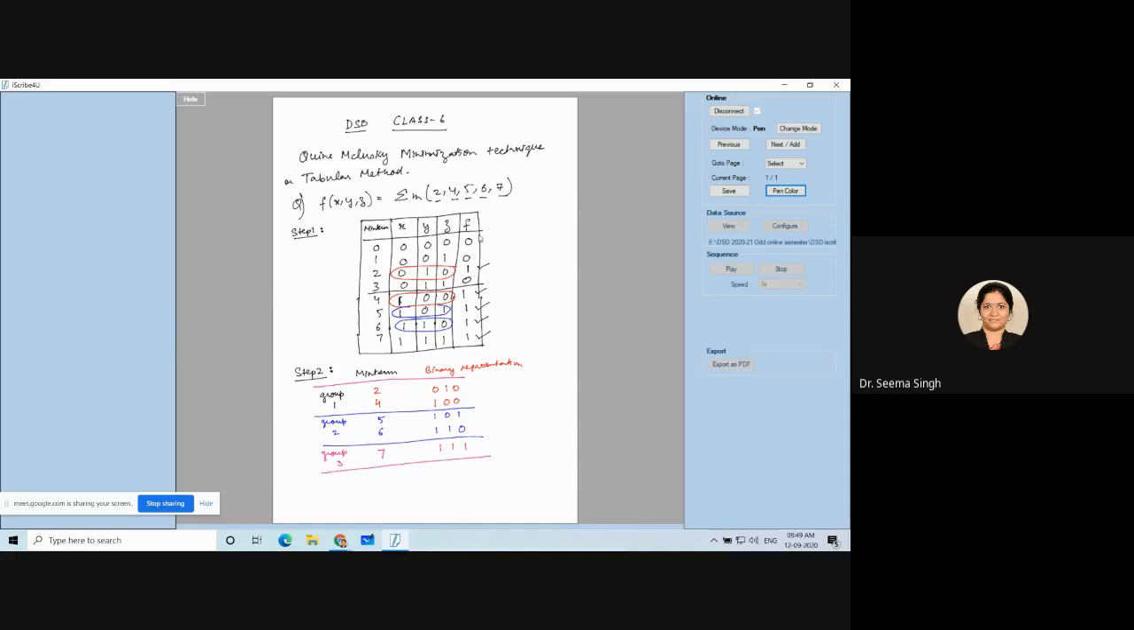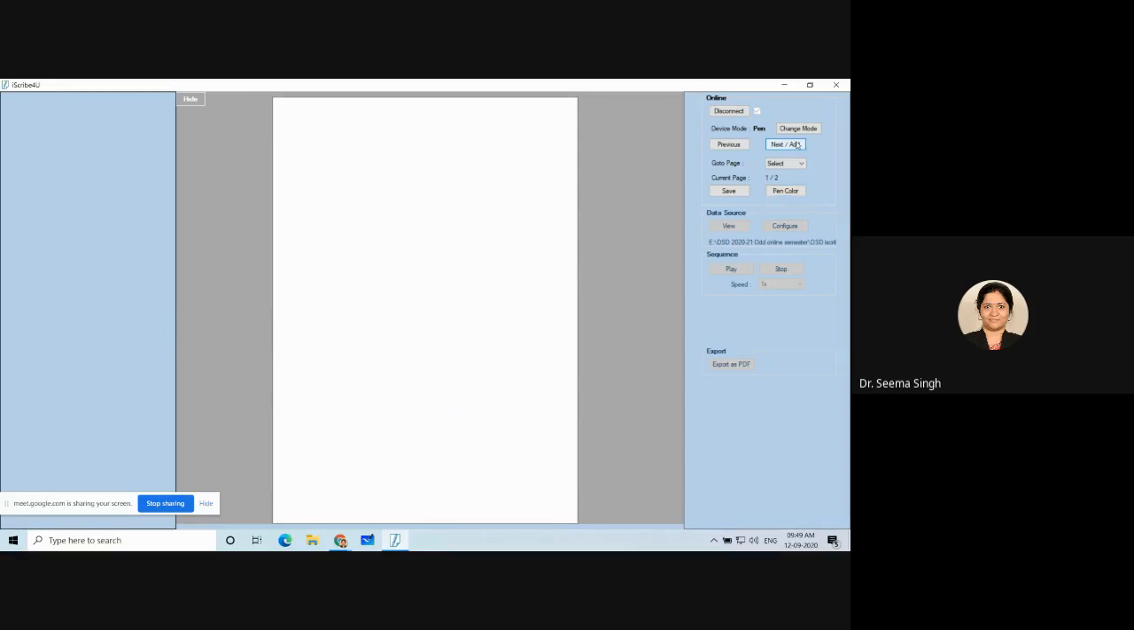Now we will do step 3. All of you should have copied this, and I want you to go to step 3. Now step 3 says you need to pair it. You need to pair or group the terms having 1 bit change. Now what does this mean? I will tell you properly.